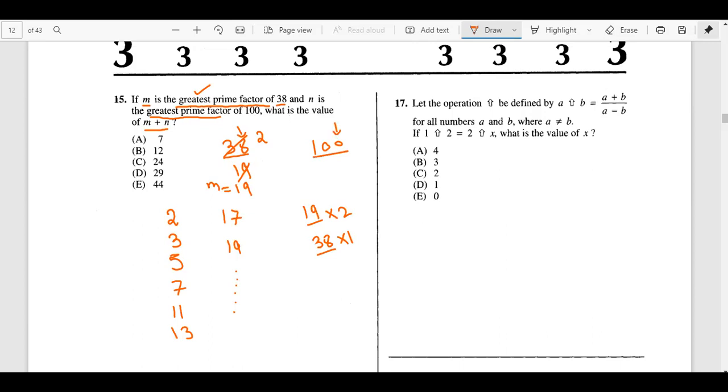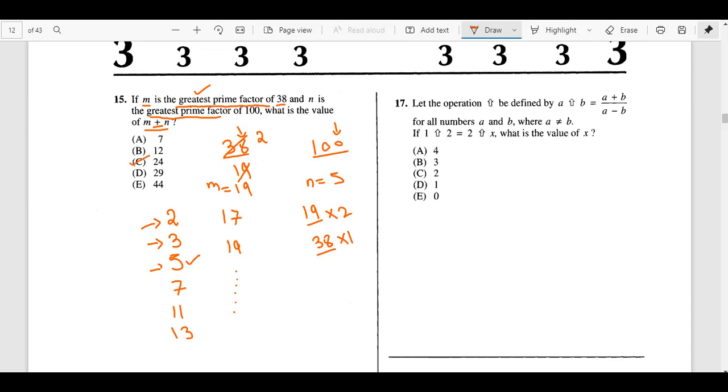And if you think of 100, you know that 100 has a 0 at the end. So it would be divisible by 5. It would be divisible by 2, right? And it would also be divisible by 4. And the prime factors we have in our options are 2, 3, 5. So clearly we are talking about the greatest prime factor. So 5 is the greatest prime factor. So n is going to be 5. If you add these two, you get 24 because you were asked to find m plus n. So C would be the answer in this case.